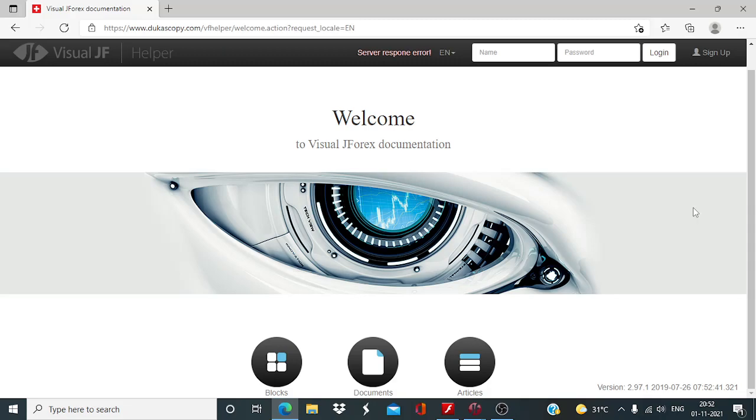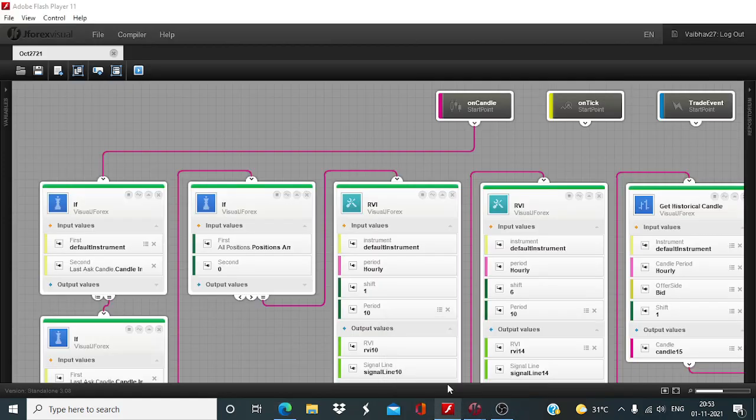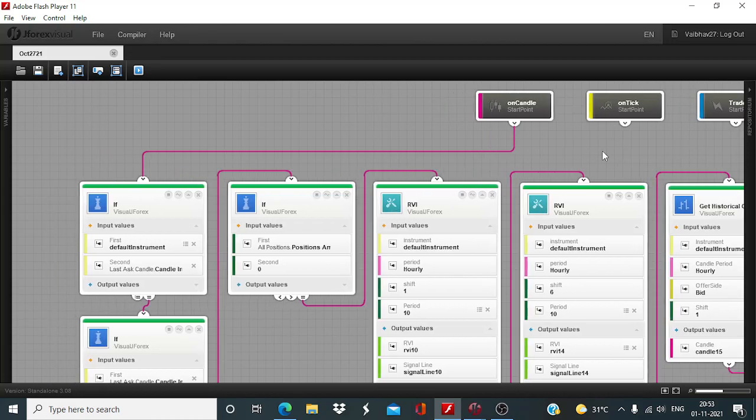Myself Vaibhav. In today's session of Visual JForex, we will be continuing working with the indicator named RVI, which stands for the Relative Vigor Index. This is the third and the final part of this series, and in today's session, the focus is going to be on the completion of the sell side of the equation. So let us now go to the Visual JForex board, which has been developed by the Dukascopy Bank SA.